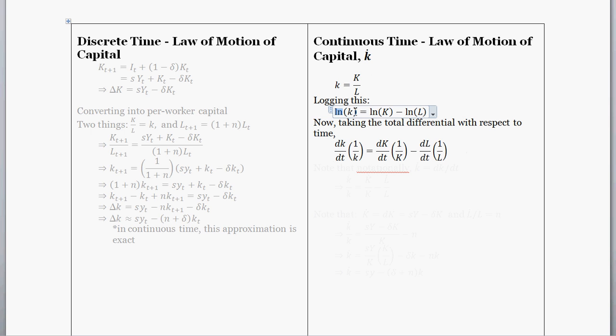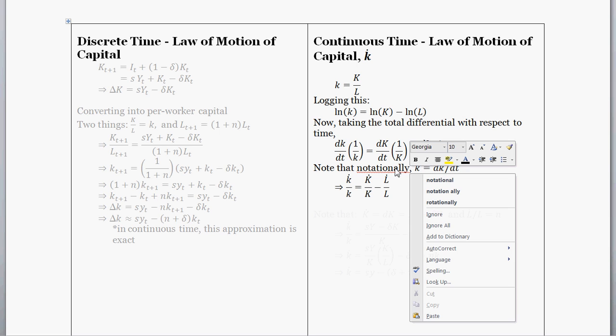If you remember calculus, if you take the log of something, you're going to get how that changes through time. So if you take the total differential with respect to time of something like ln k here, you get how that thing changes through time times 1 over k. That's just a property of natural logs. So by taking the total differential of this equation with respect to time, we get this equation right here. This is how per worker capital changes through time times 1 over per worker capital, is equal to, and then the rest. The next step here is just a notational twist. The change in per worker capital divided by the change in time, that's equivalent to k dot. That's just how capital evolves through time.